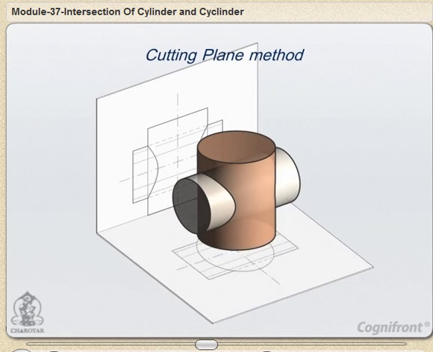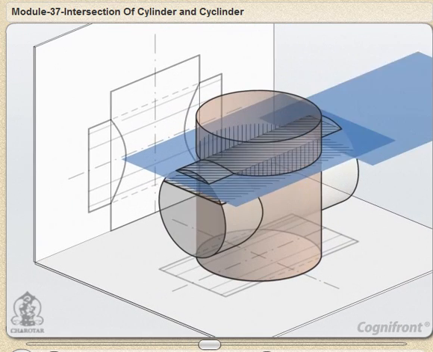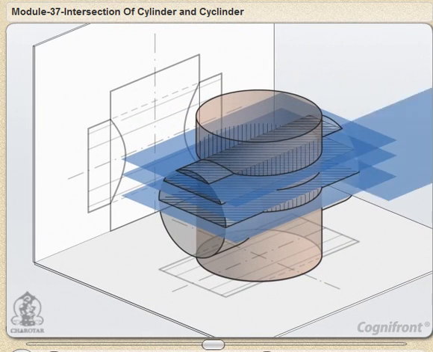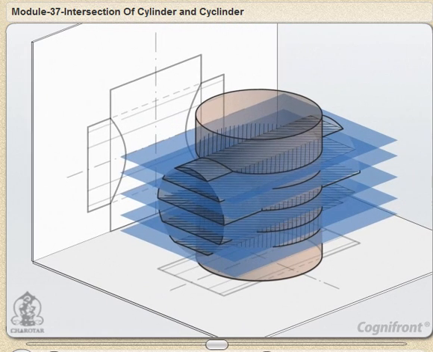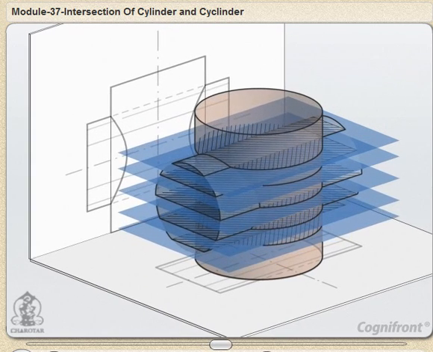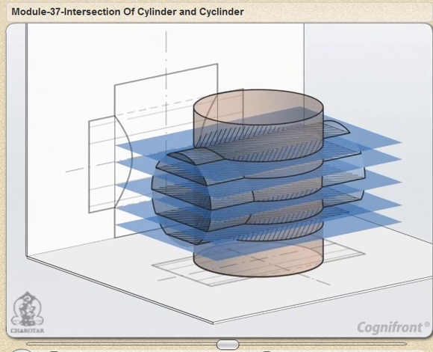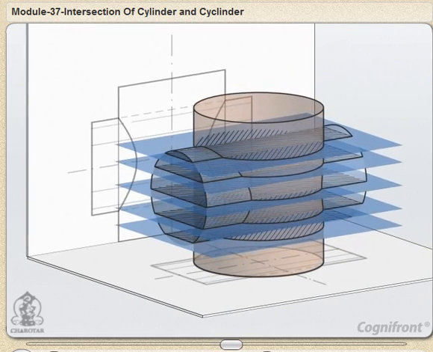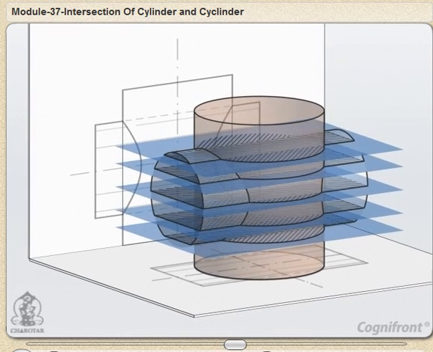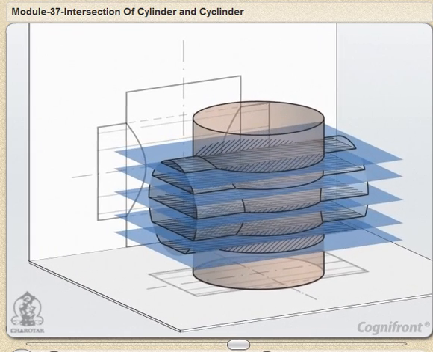Cutting plane method. It will be seen that in this problem there is practically no difference between the line method and the cutting plane method. But the latter method proves more useful in solving problems in which none of the projections show a line view of the surface of a solid.